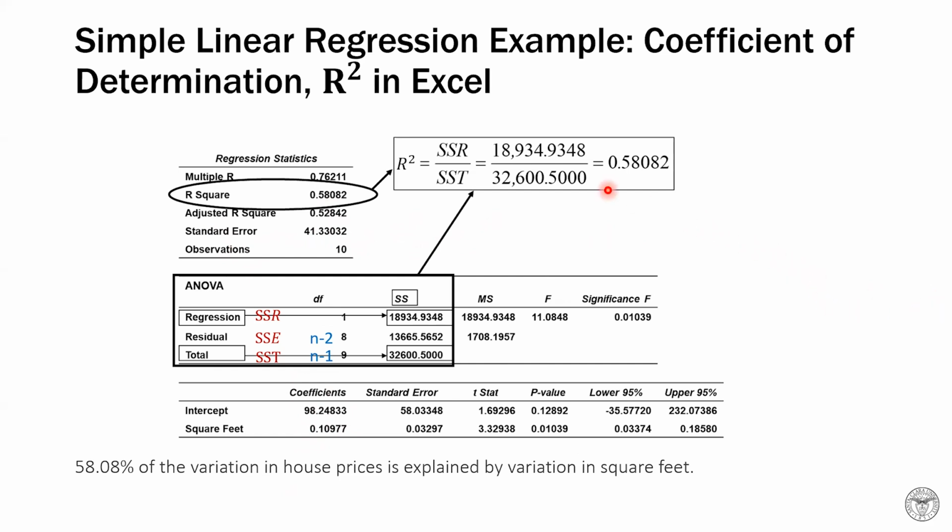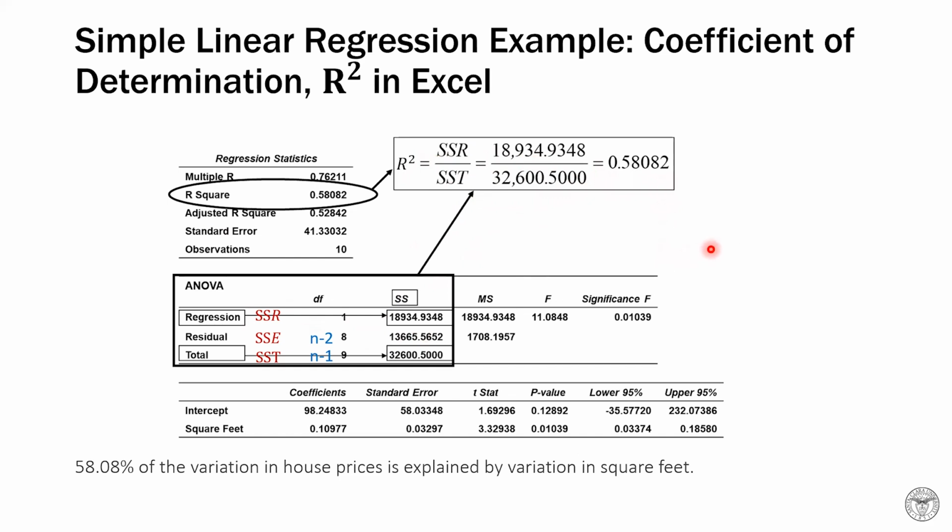Mathematically, based on the SSR and SST values provided in the middle ANOVA table, we can also compute the R squared value as follows. R squared equals SSR over SST, equal to 18,934 over 32,600, which is equal to 0.58.